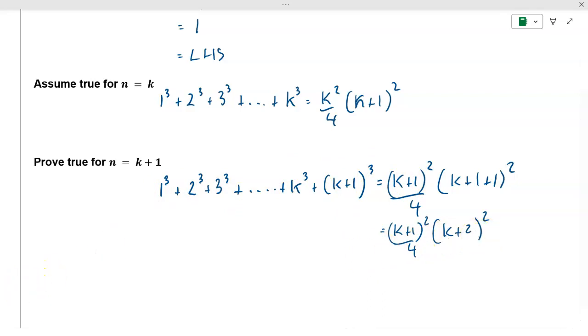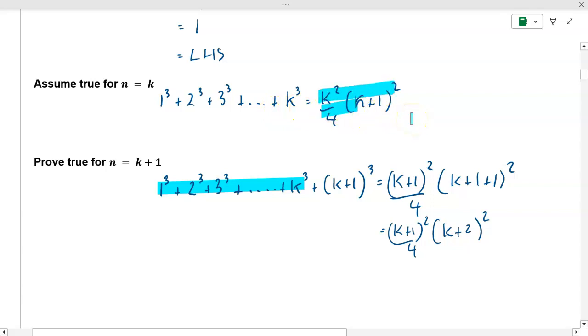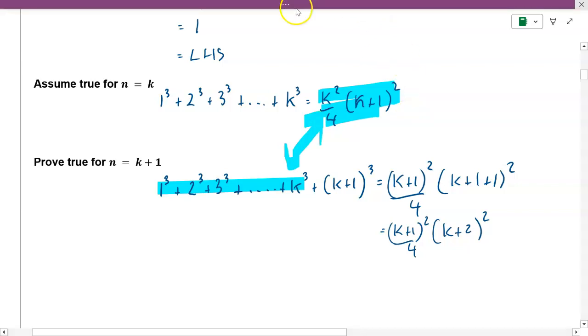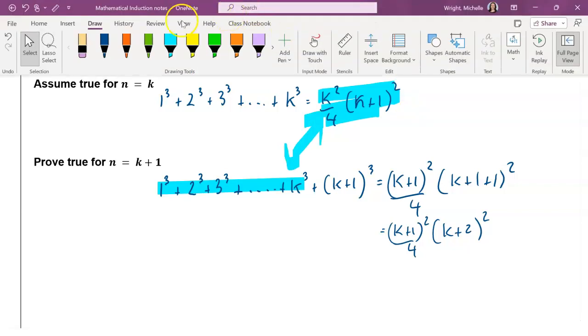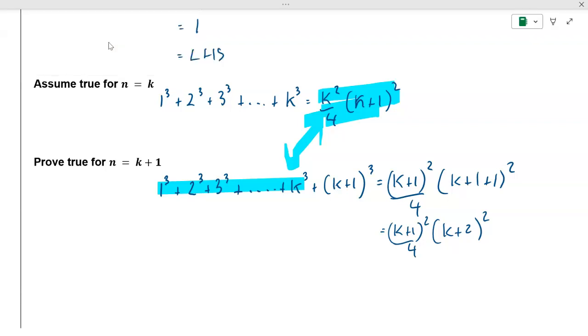Okay, so we're going to start with the left-hand side. And what you'll notice on the left-hand side, I've got written up here that I've got 1 cubed plus 2 cubed plus 3 cubed all the way up to k cubed. So this section here, all up to there, I have an answer for up above where I've assumed it's true for n equals k. And that's that part there. So those pair are actually equal. So I can, and I need to, pop that into my proof.